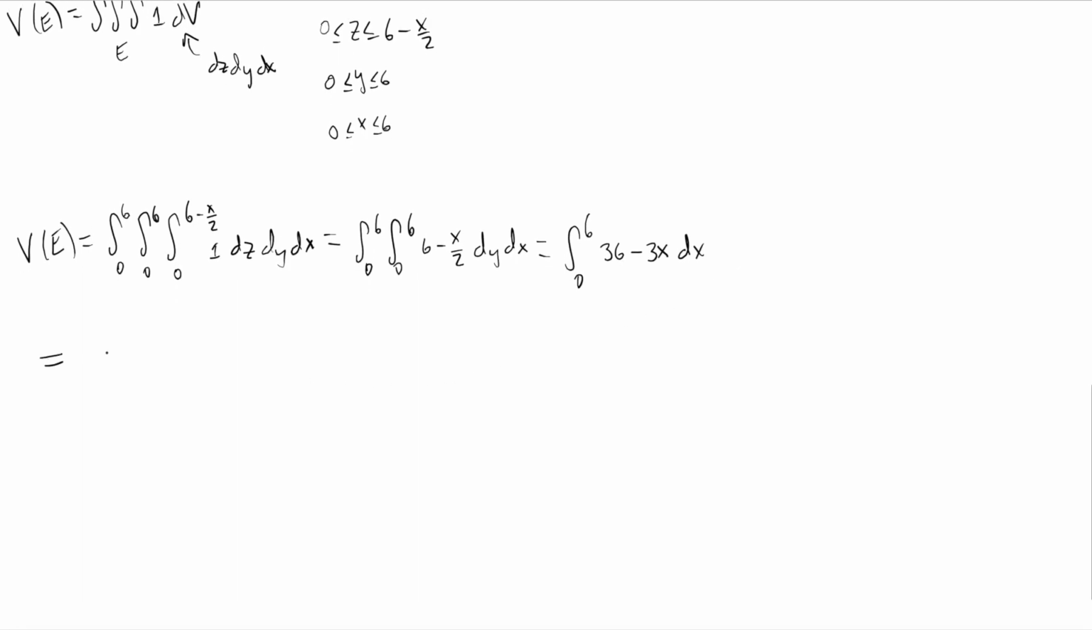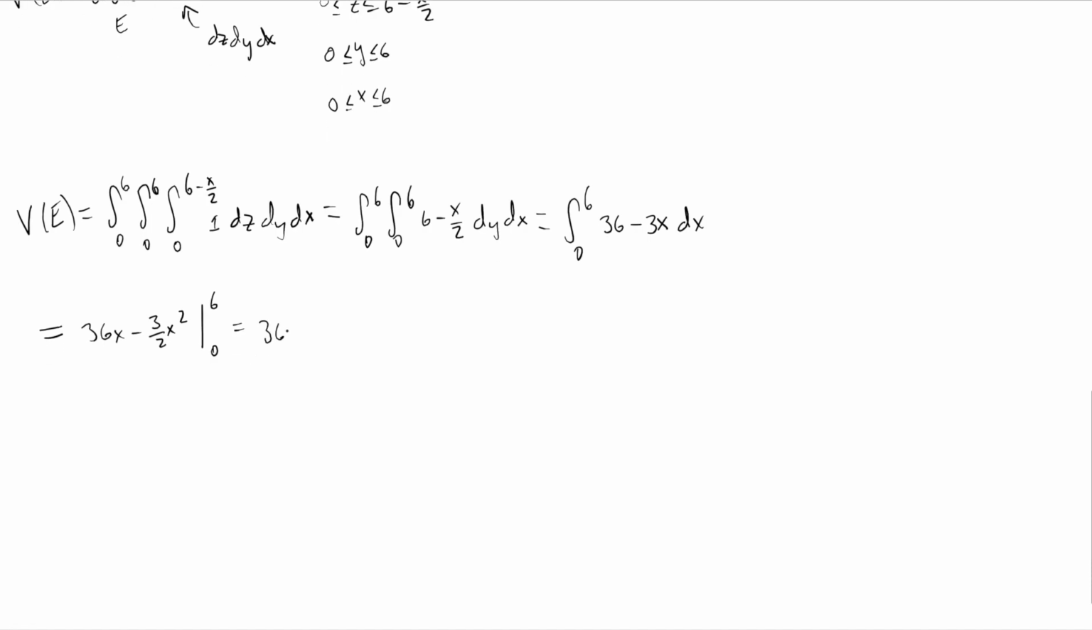Just going to move down over here. Now this is where we have to do a little bit of work. Not too bad though. 3/2 x squared, evaluate from 0 to 6. And now this just becomes 36 times 6 minus, let's see, 6 times 6 is 36, times 3 over 2. And you work this out. The answer you'll get is 162. You subtract those and you'll get your final answer, 162. That does it for this problem.